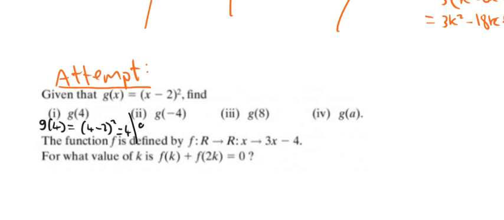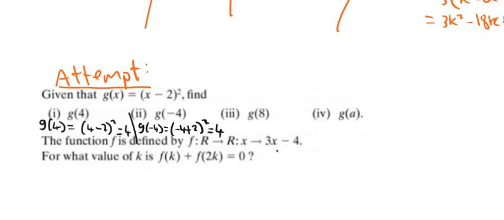Second one, you're just putting in a minus 4, so g of minus 4 equals minus 4 plus 2, all to be squared. So minus 4 plus 2 is minus 2, and then minus 2 squared is positive 4. So you actually get the same answer for both of those.